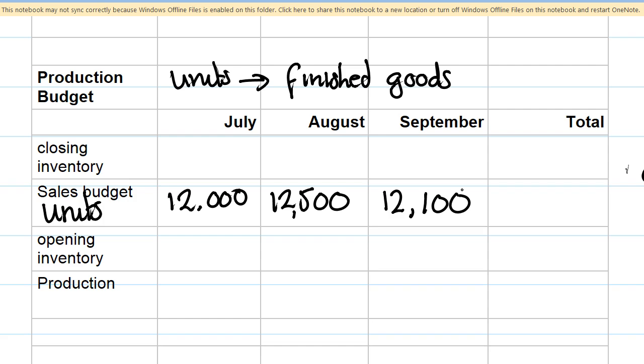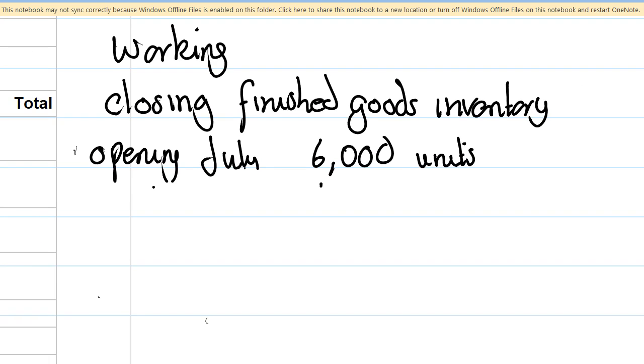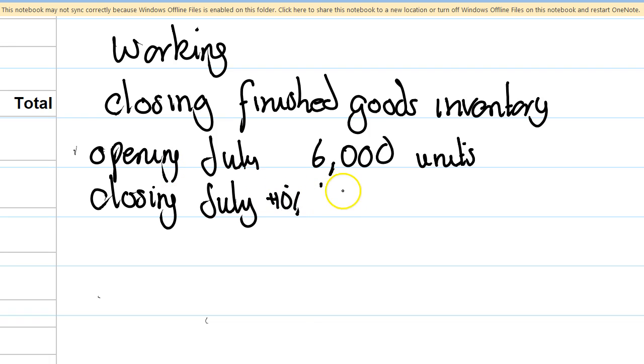Just as in the previous recording, we need to adjust those quantities for our opening and closing inventory requirements. And that will then enable us to work out how many we need to make to satisfy customer demand and to make sure that we have sufficient in stock to deal with any contingencies. Our opening inventory was given to us in the question. We're now going to use that opening inventory figure in a working to calculate what our closing July inventory is going to be, and that's going to add 10%, which will be 6,600 units.